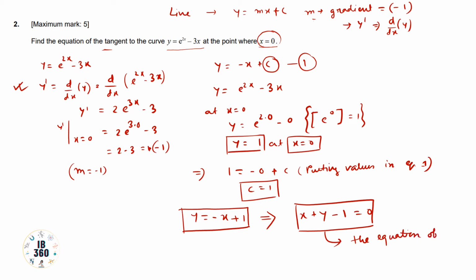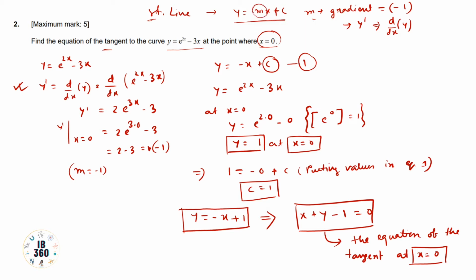The equation of the tangent at x equals 0. So this was the sum. It was also a very easy sum. Just remember that for a straight line, the normal equation is y equals mx plus c, where m is the gradient.